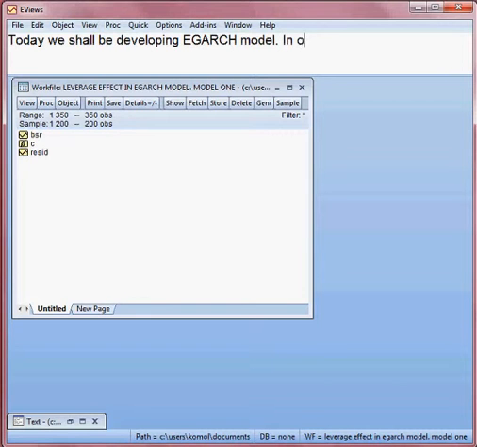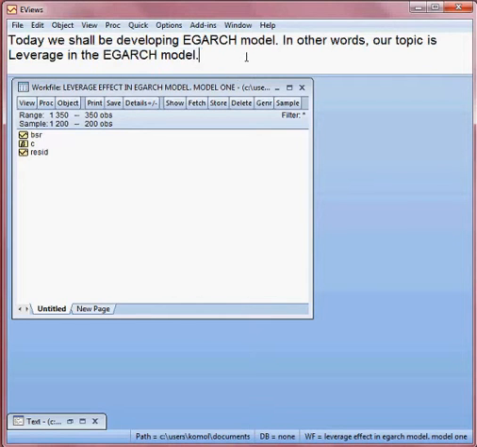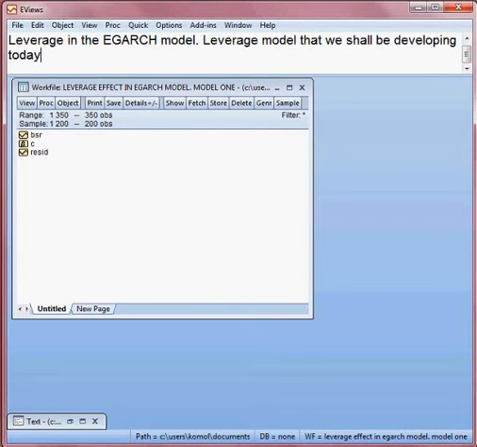So in other words, our topic is leverage in the EGARCH model. That means our topic is the leverage in the EGARCH model. So this is actually the leverage model that we shall be developing today.